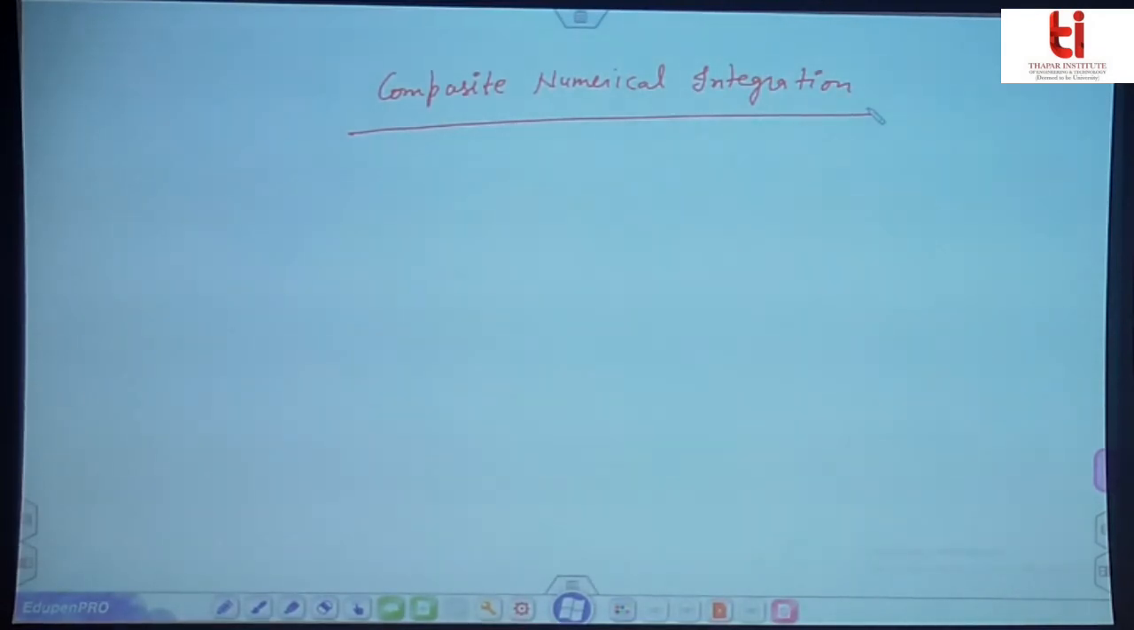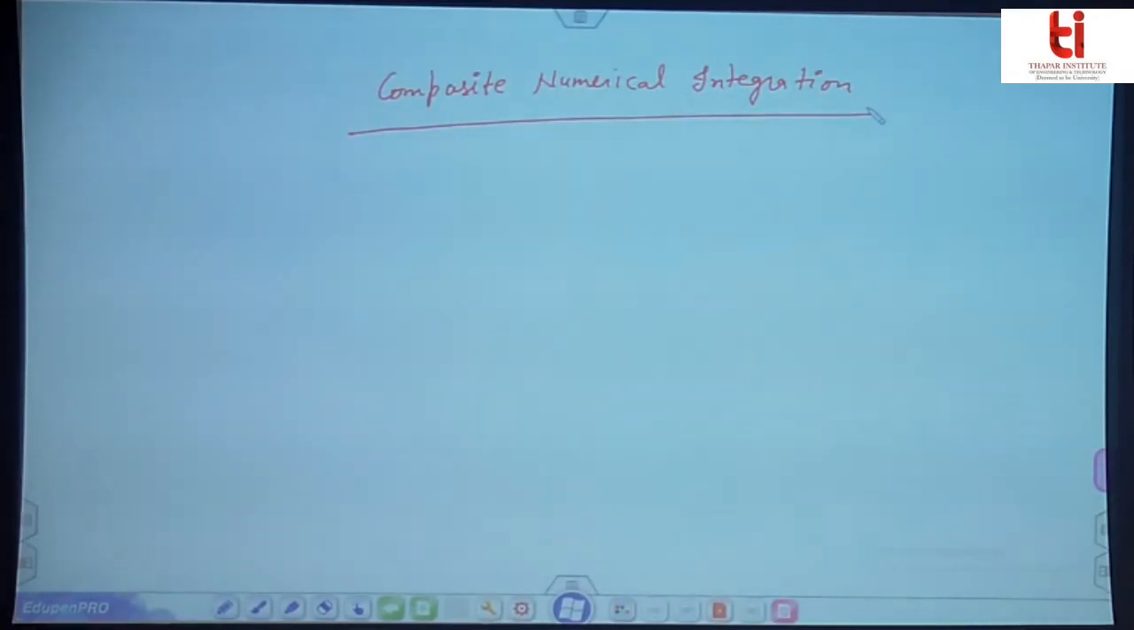As the name expresses, that is composite. So we have to compose numerical integration. That means, till now what we have done, we have derived the trapezoidal rule and Simpson 1/3 rule.